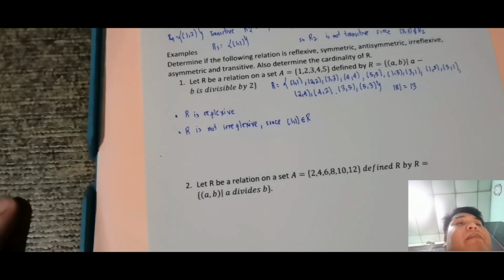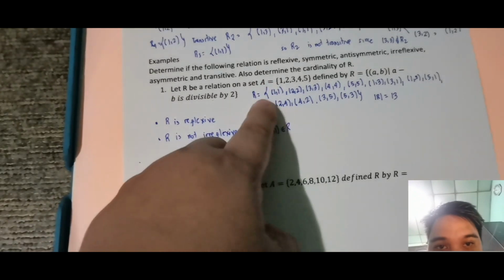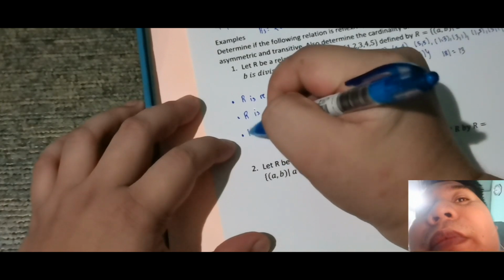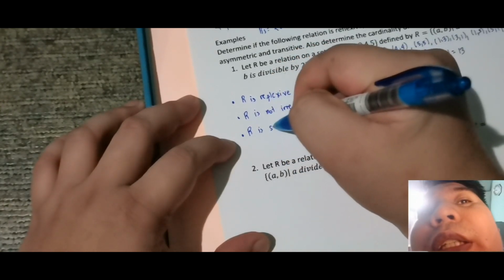Next, symmetric ba yan? So, (1, 1), yes. (2, 2), yes. (3, 3), (4, 4), and (5, 5), yes. Then, pansin mo, (1, 3), (3, 1), (1, 5), (5, 1), (2, 4), (4, 2), (3, 5), (5, 3). Obviously, symmetric siya. So, R is symmetric.